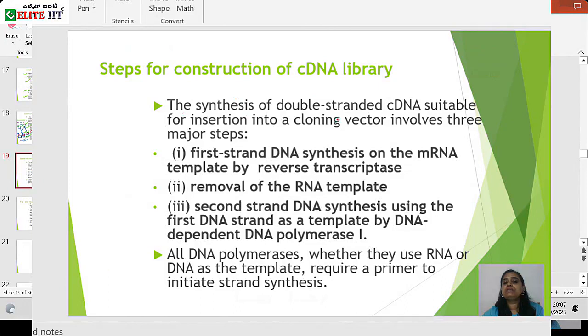Now see, the synthesis of double-stranded cDNA suitable for insertion into a cloning vector involves three major steps. First strand DNA synthesis on the mRNA template by reverse transcriptase, then removal of RNA template, then second strand DNA synthesis using the first DNA strand as a template by DNA polymerase. And all DNA polymerases, whether they use RNA or DNA as the template, require a primer to initiate the strand synthesis. So during double strand synthesis, primer is required. And with the help of DNA polymerase, there will be synthesis of double stranded DNA.